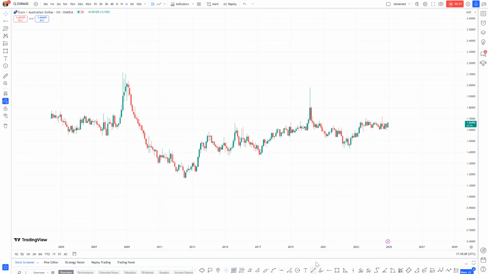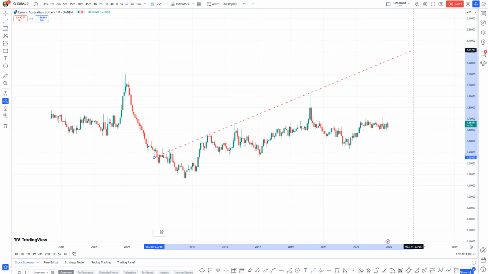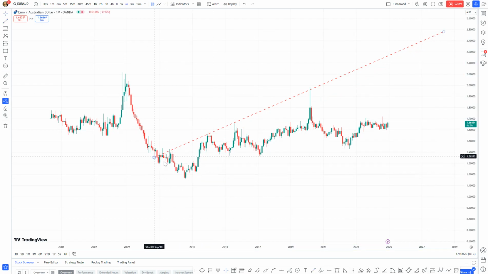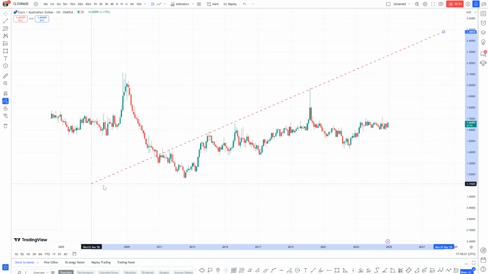So we're looking for a break of structure. We want a roof, and we want a floor. That is what I want at the moment. We have a break of structure and a possible retest. So we are going to be looking at the possible retest.